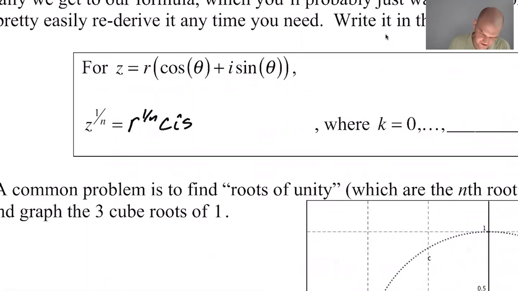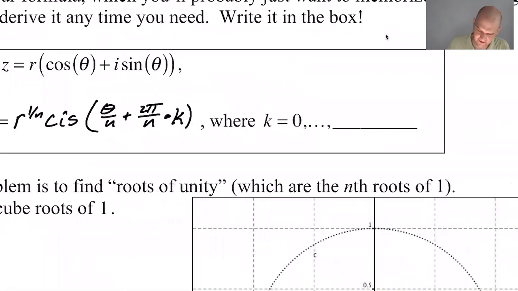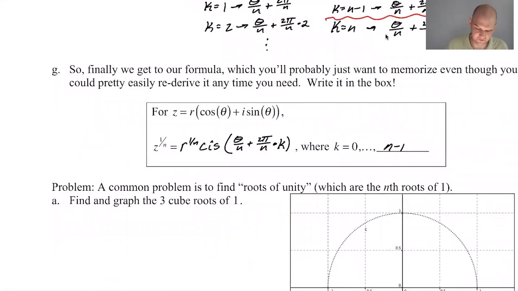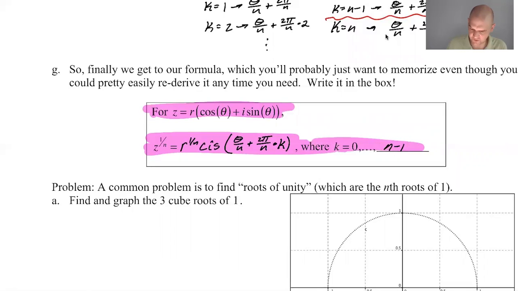So I'm going to say cis of theta over n plus 2 pi over n times k, where k goes from 0 to n minus 1. If we do that, we will get all of our nth roots. And so I'm going to stop the video here. This is a big deal. I'll come back in the next one and we will do some examples, because you really got to use it to know what's happening. Anyway, be back in the next one and we will keep going. So I'll see you there.